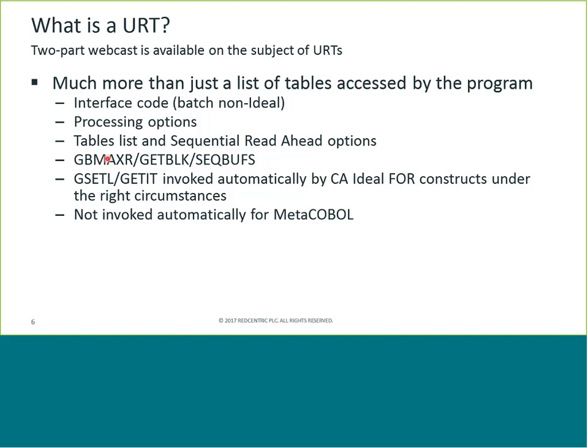GSETL and GETIT. Now, if you have ideal for constructs, if ideal detects that your for construct is a candidate for this sequential read ahead processing, it will automatically change it from a for construct dynamically at runtime to use GSETL and GETIT, this sequential read ahead processing. But it can only do that if you've coded these options in here.